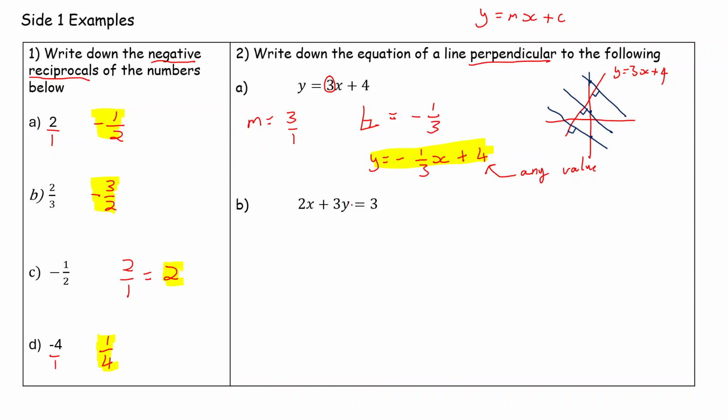I've got to go in, because I want y to be the subject on its own. I want to get rid of that 2x. I can do that by taking away 2x from both sides. So take away 2x and take away 2x from both sides, which then means that these are going to cancel, which is good. And I can say, well, I've got 3y left over is equal to 3 minus 2x. I'm going to write it as minus 2x plus 3, minus 2x plus 3, because that is now closer.